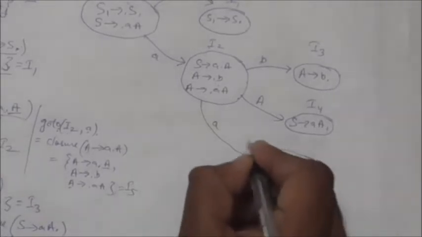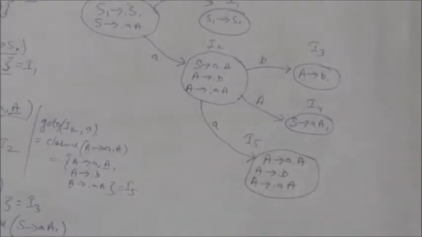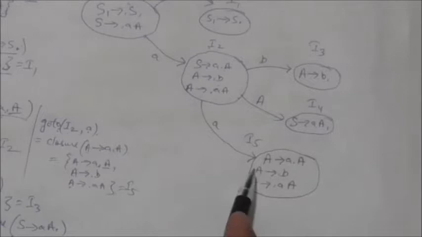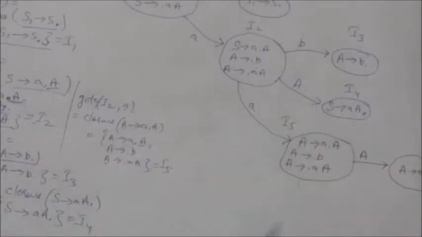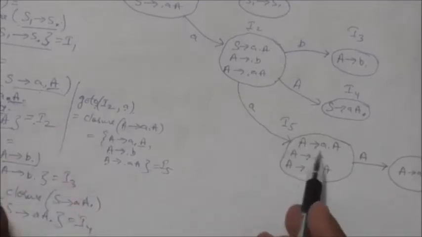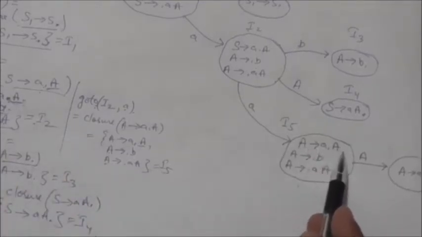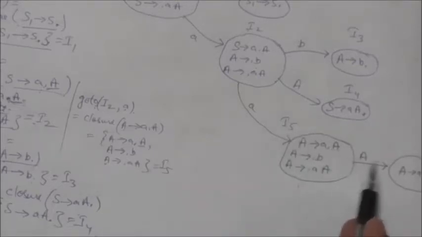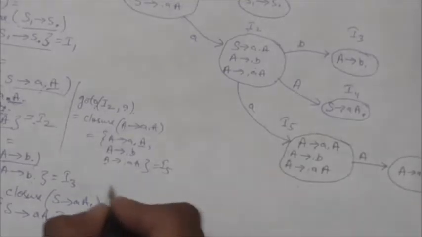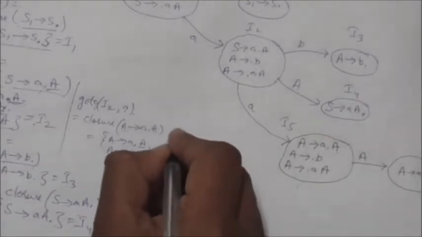This is the state I5, right? Now we are having a new state I5, so we need to find the transitions of this state I5. Here you can see that in this item, dot is preceding the non-terminal symbol A. So we will find the transition for non-terminal symbol A, and for this we need to evaluate the Goto function.